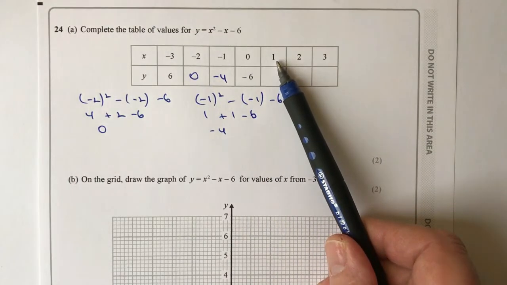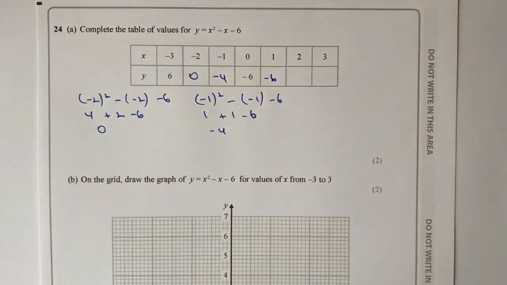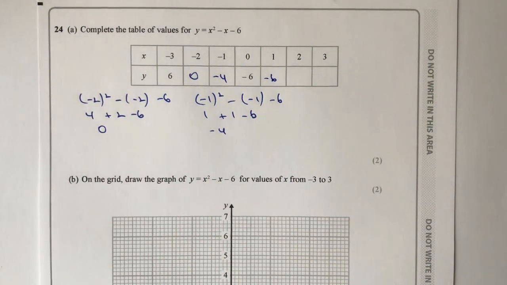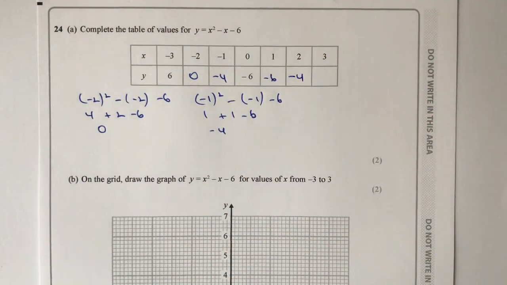With the other three numbers, you can probably do these as mental arithmetic, but because they're positive, it's not so bad. So I've got 1 squared, which is 1, minus 1, so that's 0, and then minus 6. So that actually is going to be minus 6 as well. Okay, 2 squared is 4, minus 2 is 2, and then 2 minus 6 is minus 4. Okay, 3 squared is 9, minus 3 is 6, and 6 minus 6 is also 0.